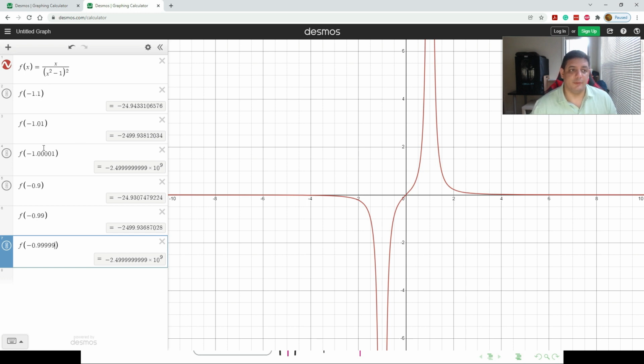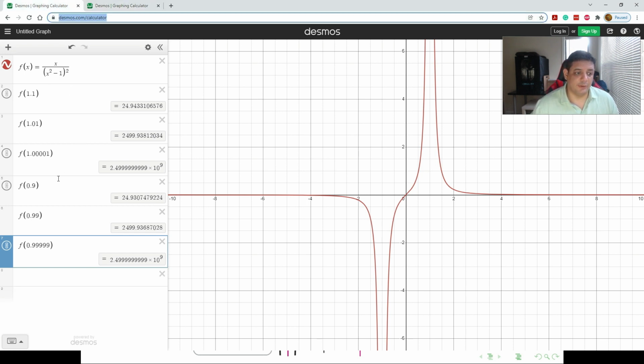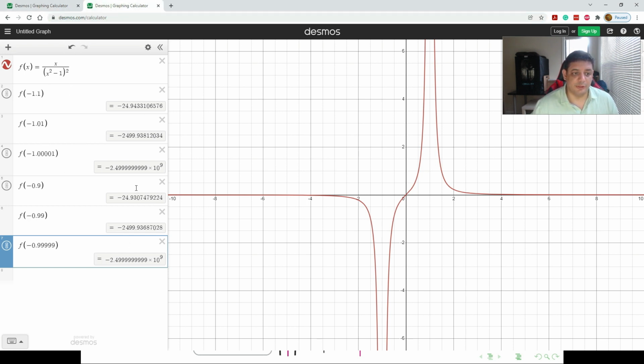And so this is essentially what we need to do when we're exploring around a number to see what's going on. We're doing it at two different points, 1 and minus 1, and we're creating the table of values to see what's going on.